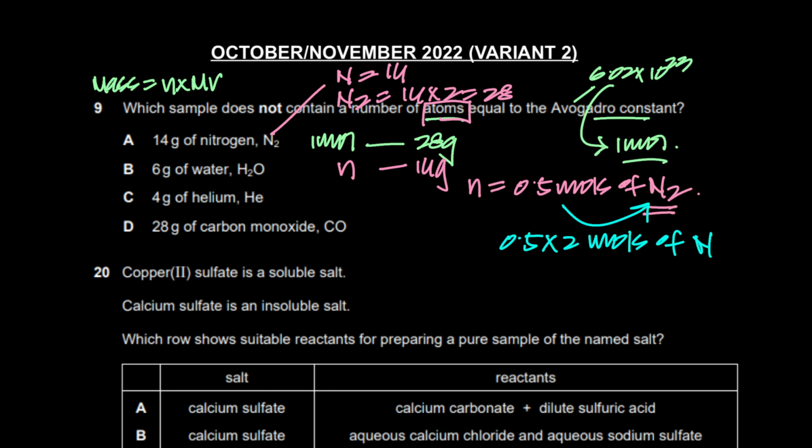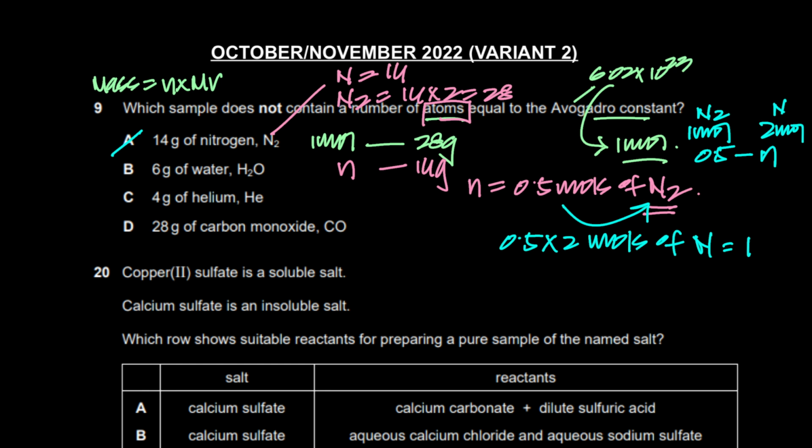You could also do it like this. If you're very weak in mathematics, you could say, hey, 1 mole of N2 has 2 moles of N. So if you have 0.5 moles of N2, how many moles of N would you have? Cross multiply. So again, it's the same, 0.5 times 2, right? So this equals 1, and therefore this should be eliminated. Done? 6 grams of water.